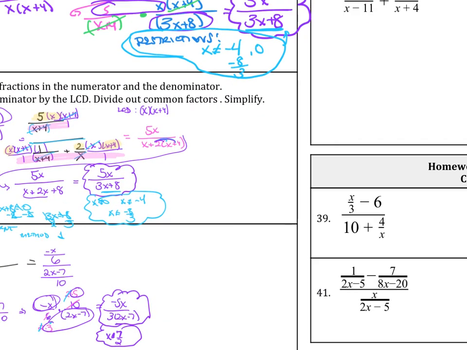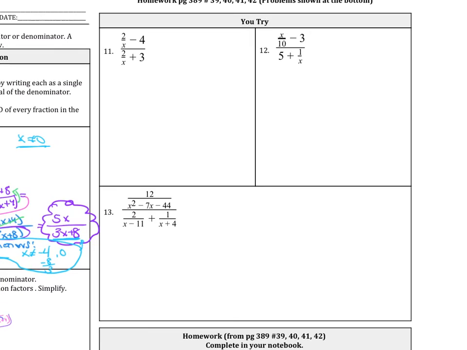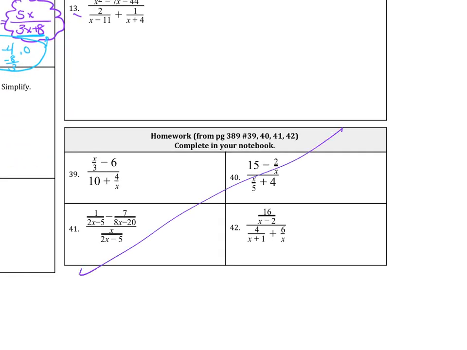So please finish out these 3 problems here only, 11, 12, and 13 as extra practice. You don't have to worry about these problems for now.